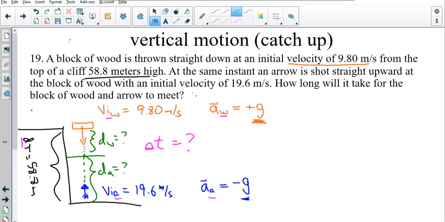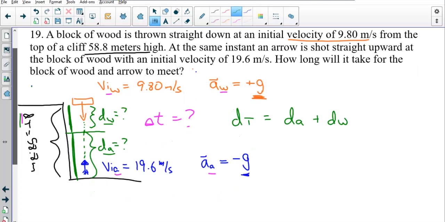I do know that if I find this distance and add it to this distance, I will get my total distance. So where this question becomes a little more tricky is I can create a scenario where the total distance is equal to the distance traveled by the arrow plus the distance traveled by the wood. In other words, where they meet up should be the overall total height of the actual cliff. Now, because I don't know the distance the wood travels and the distance the arrow travels, I would have to find those out separately.